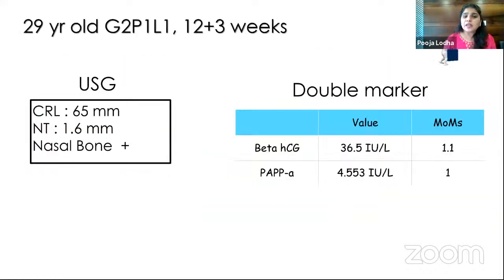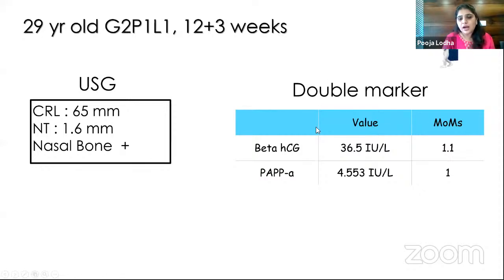Now, how do we interpret and counsel? Because this is what matters. I've taken a case for that. There's a 29-year-old lady and she's 12 weeks and 3 days today. So this is a good time to do her combined screening. How do you do it? You do an ultrasound. You see that the CRL is 65 millimeters, an NT of 1.6 millimeters, which is very normal, within the 95th centile. For this CRL, the fetus shows a nasal bone.